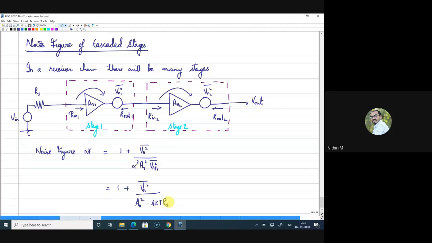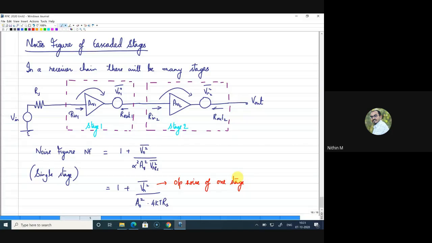So what is this Vn square? This is for a single stage. We have already obtained this for a single stage. Vn square is nothing but the output noise of one stage. Since we have done this derivation for a single stage, this Vn square itself is the output noise for one stage, right?